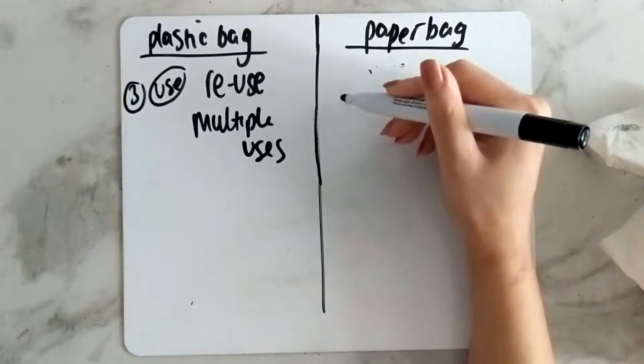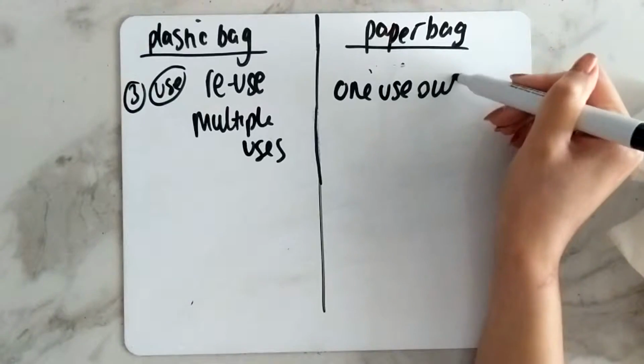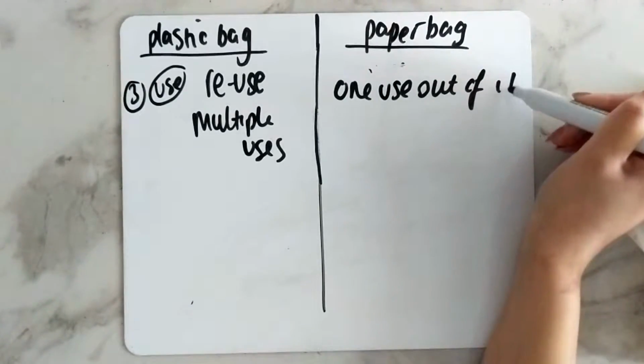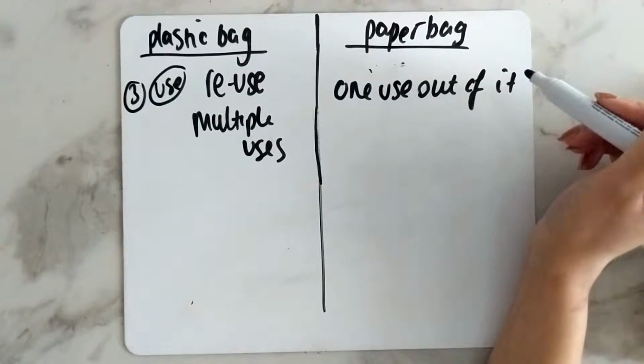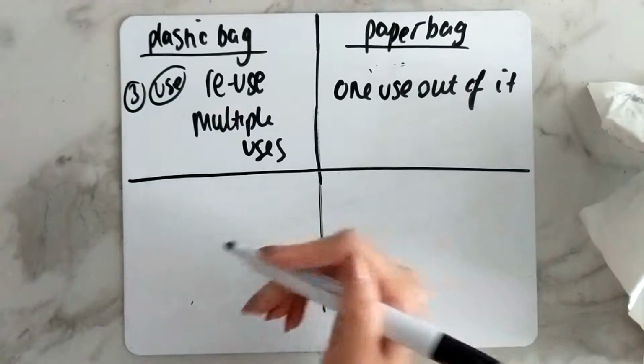The paper bag, you can only really get one use out of it, especially if it gets wet or damp. The paper bag isn't very strong, it won't really last, so you only really get one use.